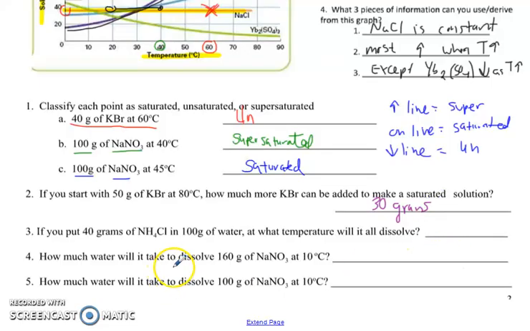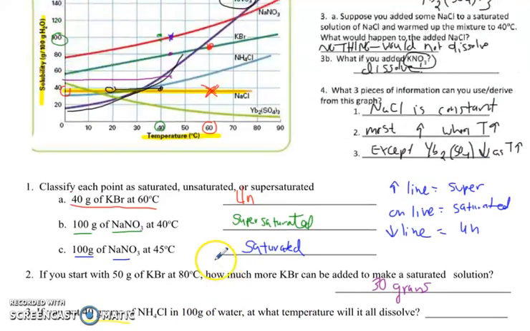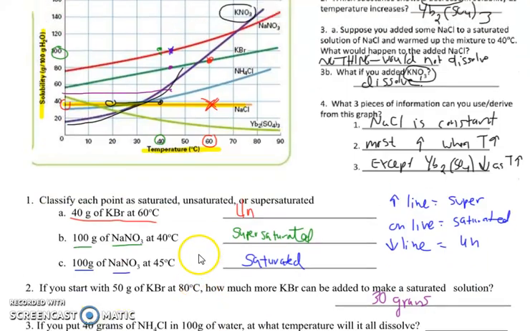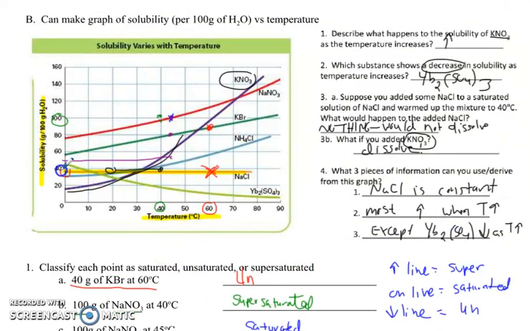If we put 40 grams of ammonium chloride into 100 grams of water, at what temperature will it all dissolve? So we're going to be looking for 40 grams, and at what temperature would it all dissolve? So 40 grams for ammonium chloride. Go to your chart, 40 grams ammonium chloride. We're looking for when that blue line intersects.